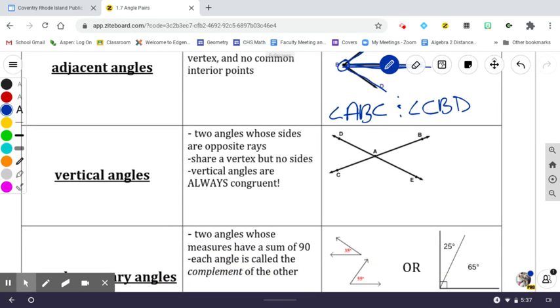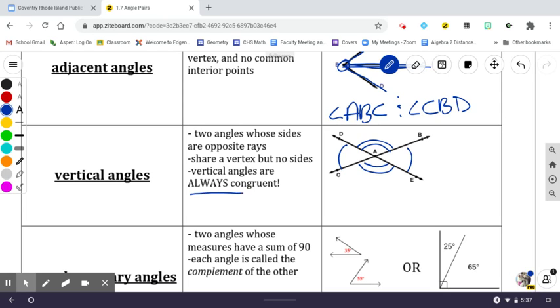Vertical angles are next. Vertical angles are a type of angles that we use all throughout the year. You'll see that vertical angles keep popping up and popping up and popping up. So they'll end up being really easy after a while. Basically, vertical angles are opposite each other. They share a vertex, but no sides. So like this one and this one would be vertical, and then this one and this one would be vertical.